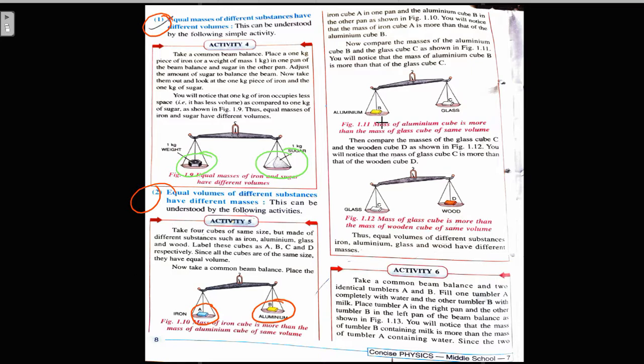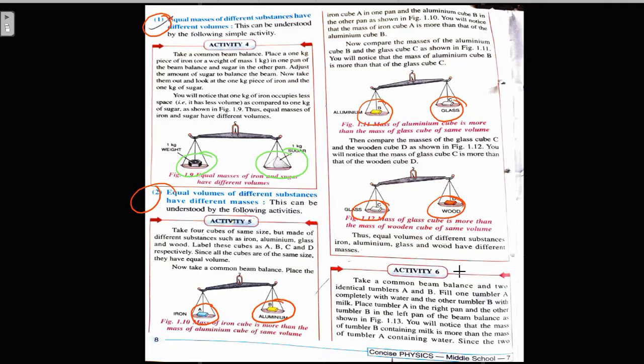Now if we compare the mass of aluminium with glass, then the mass of an aluminium cube is more than the mass of a glass cube of the same volume. Same volume means same size, right? But their weight is different. In the same way, the mass of a glass cube is more than the mass of a wooden cube of the same volume, right?